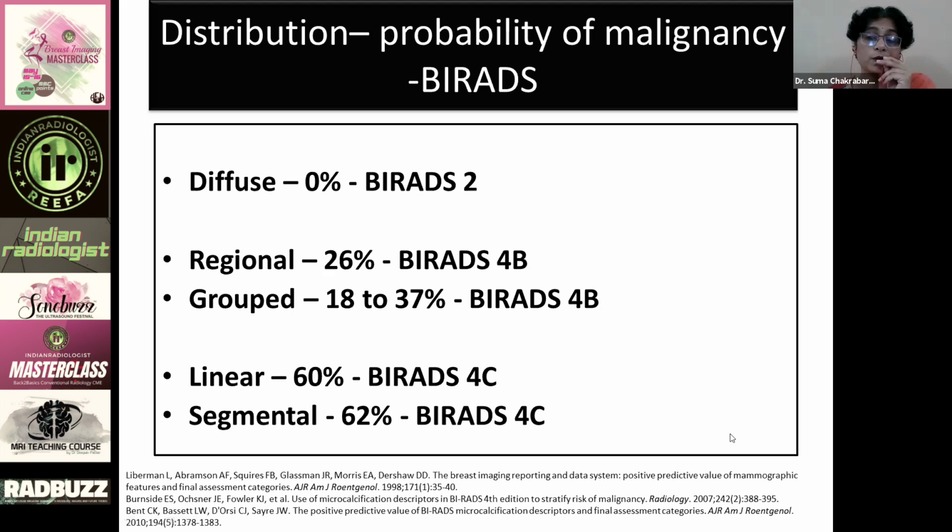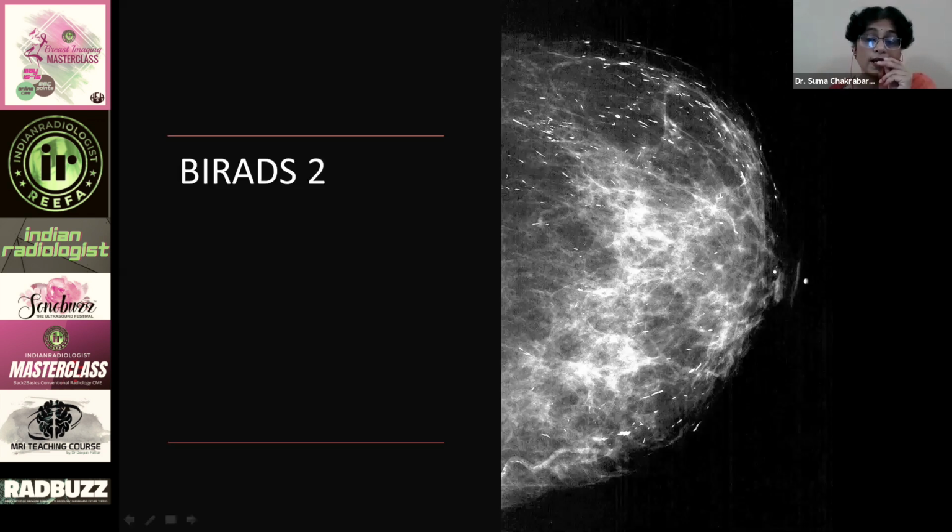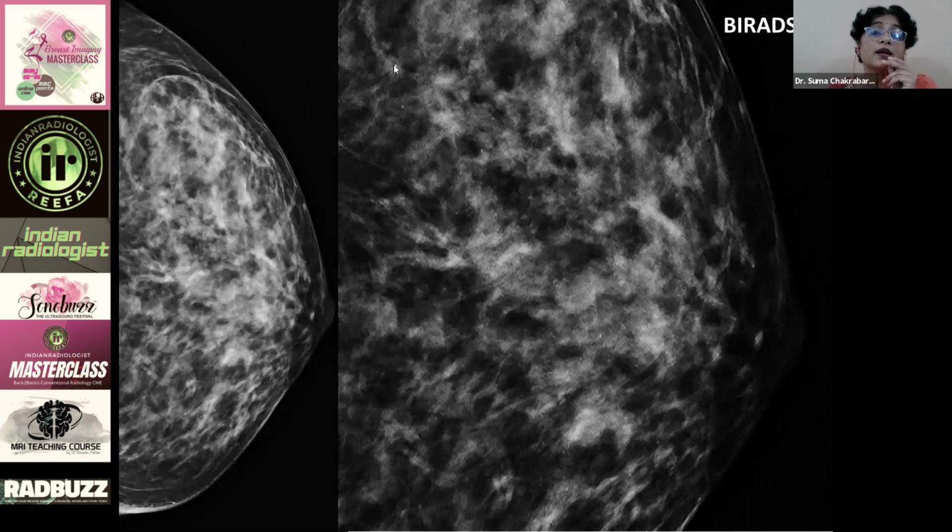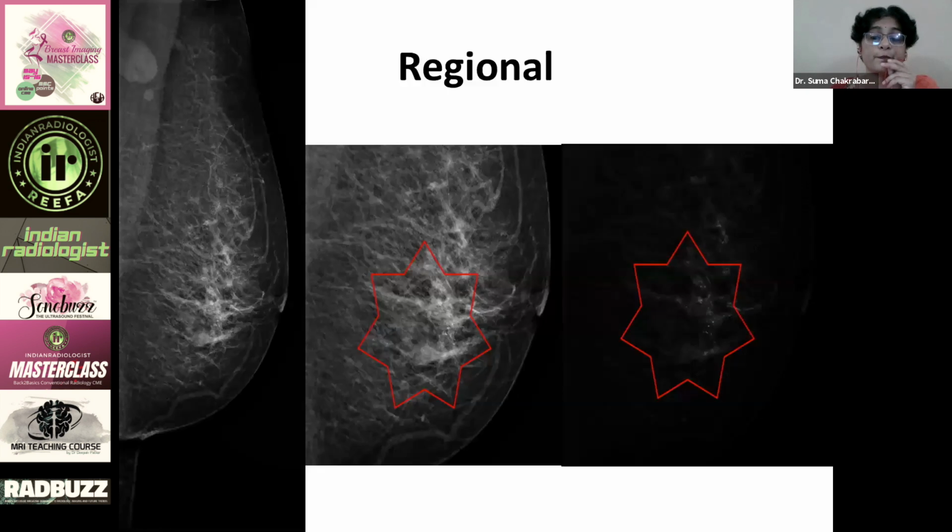Example of BIRADS 2. As you can see, rod-like calcifications in the entire breast, and this is plasma cell mastitis, entirely benign. Another example: there is a rounded calcification and multiple tiny punctate calcifications. I don't know how well it is seen on the screen, but basically this is again benign because it's widespread, and tiny punctate calcifications from the acini, as we saw earlier.